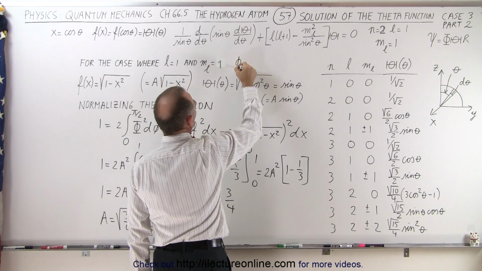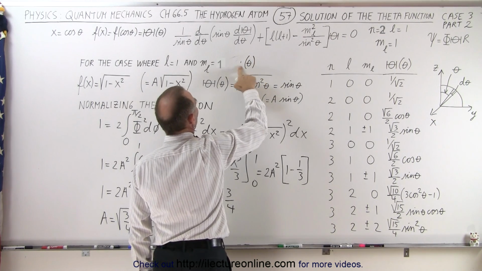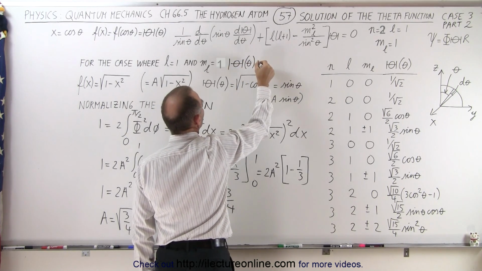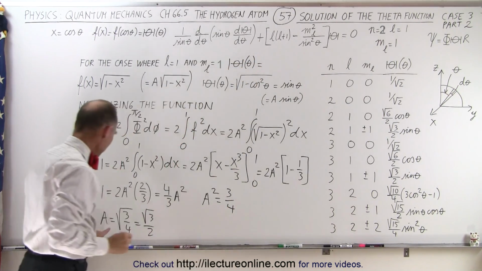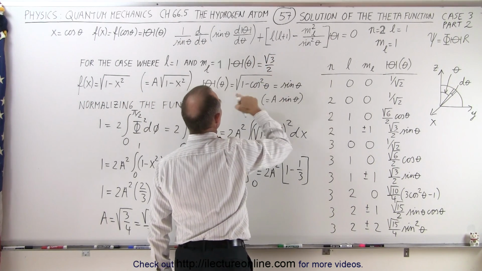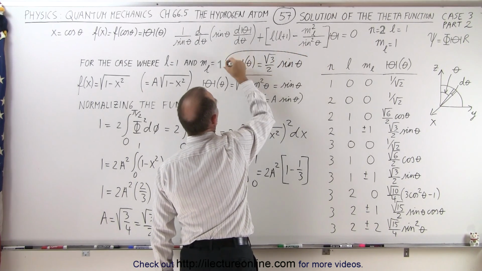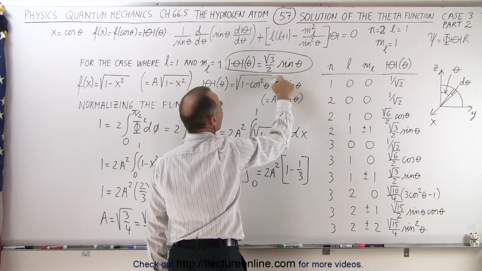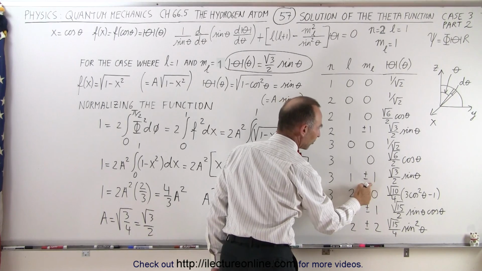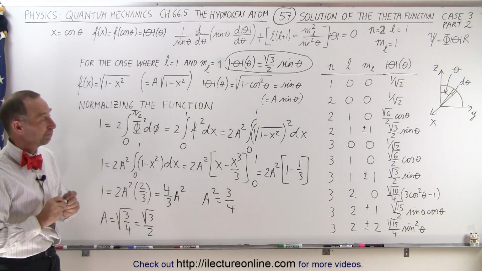So the total solution phi as a function of theta, oh, not phi, wrong function. It's the second function, the theta function. Theta, as a function of theta, is equal to a, which is the square root of 3 over 2, times the sine of theta. And this is what we're looking for. That is the solution to this differential equation in the case where L is equal to 1 and M sub L is equal to 1. We end up with that, and that's exactly what we got. And that's how it's done.